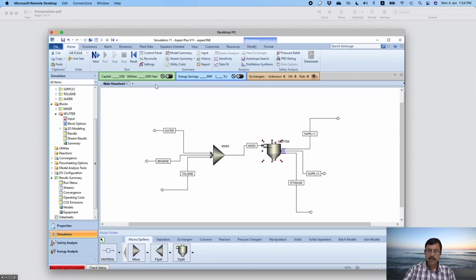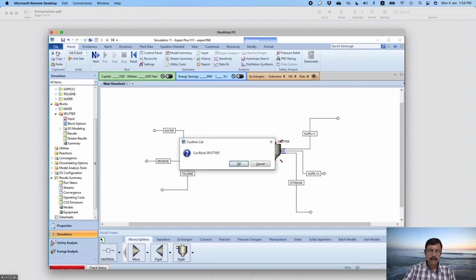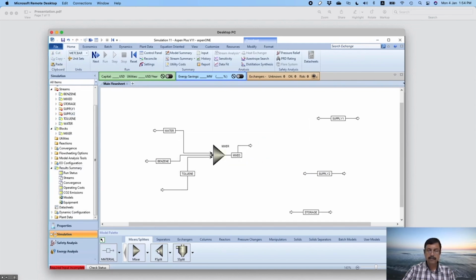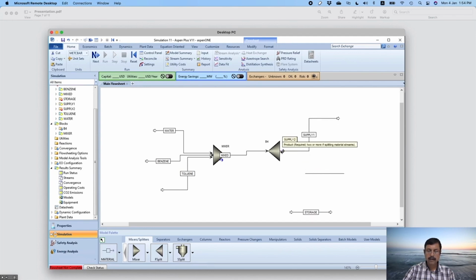Now let us remove the S split. Instead, let us use F split. Connect this with this, one with this, supply line 2 with this, and storage with this. Let us rename it as splitter.